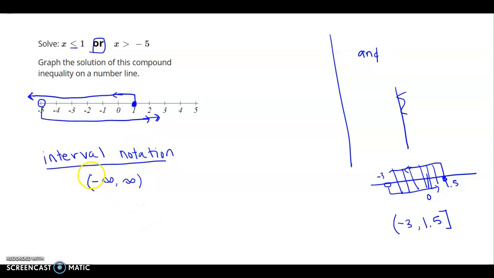Another note I want to make with the interval notation is notice that it's just a parenthesis here because it's around infinity. Infinity will always be a parenthesis because it can't include it, because it's always increasing or decreasing.